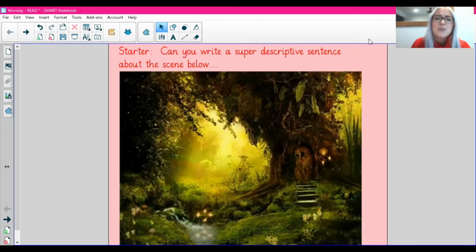Now this week we're kind of looking at a mashup of everything. So the lessons won't necessarily link, but we'll be doing some really good practice with all the skills that we've been looking at. So for a starter today, I would like you to have a go at writing a super descriptive sentence about the scene below. How exciting can you make your sentence?